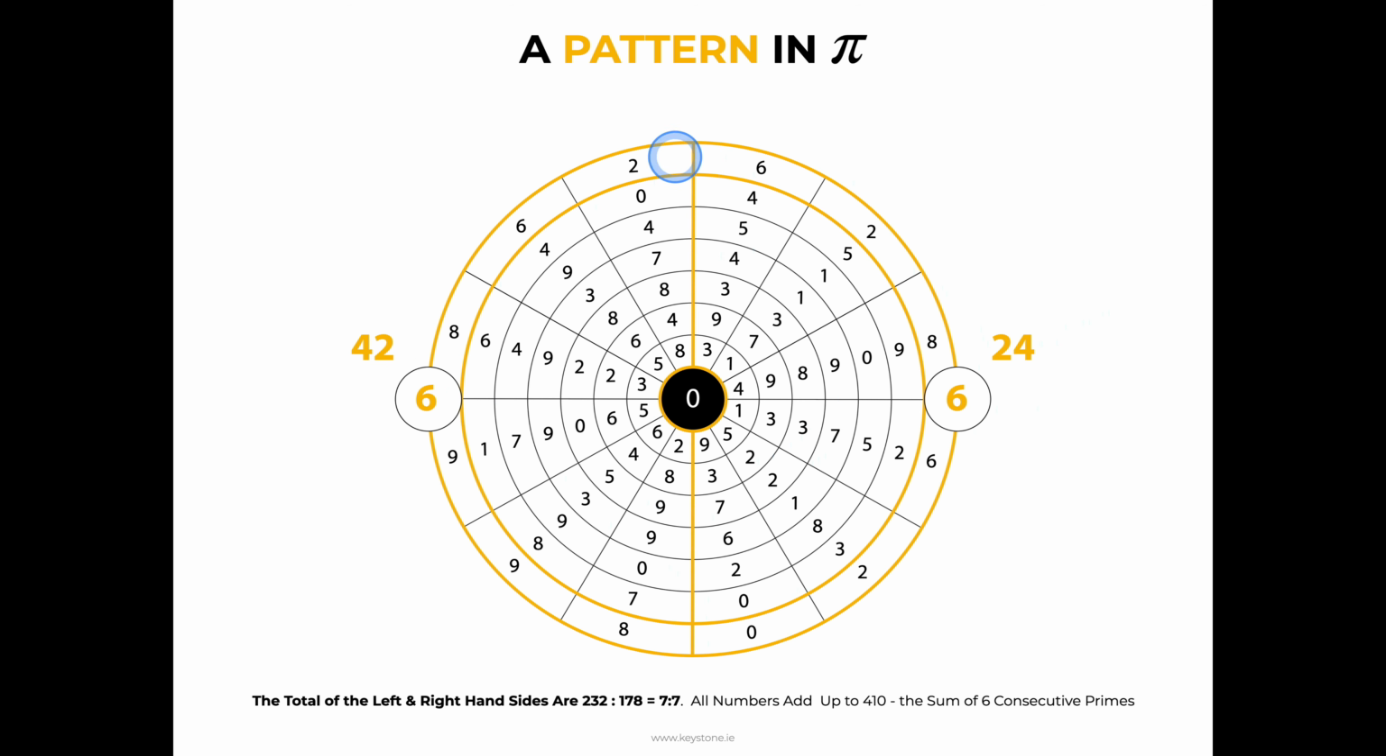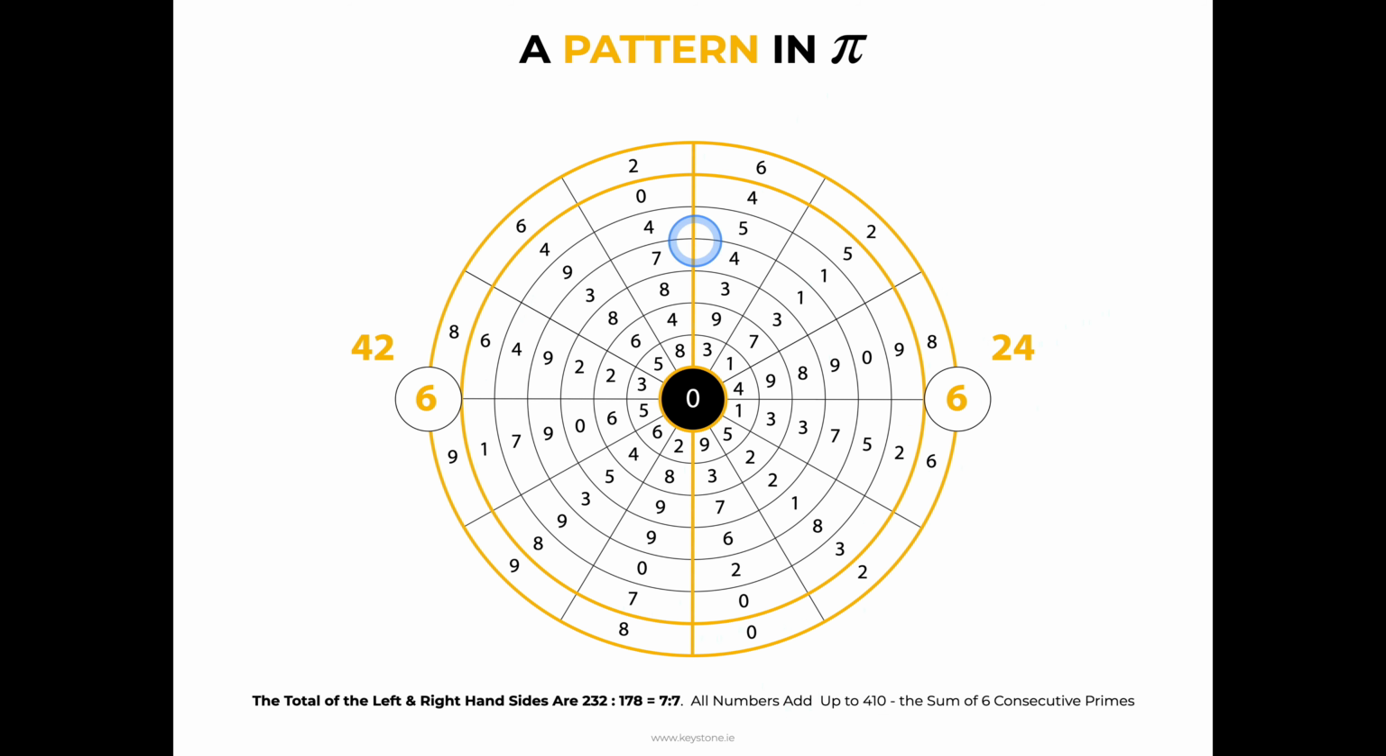If we tally all the numbers on the left-hand side of the divide, we get 232. If we tally all the numbers on the right-hand side, we get 178. Both of them reduce to 7. So all of these digits put together, 7. All of these digits put together, 7. The outer ring, this half reduces to 6. This half reduces to 6.